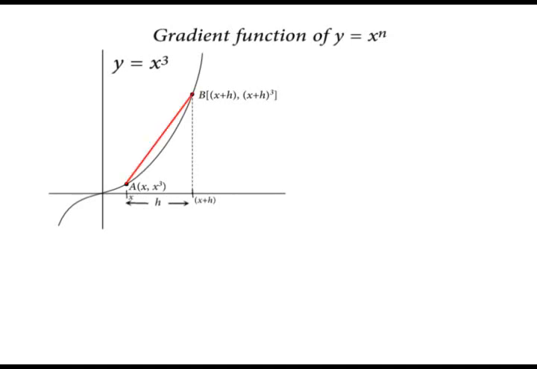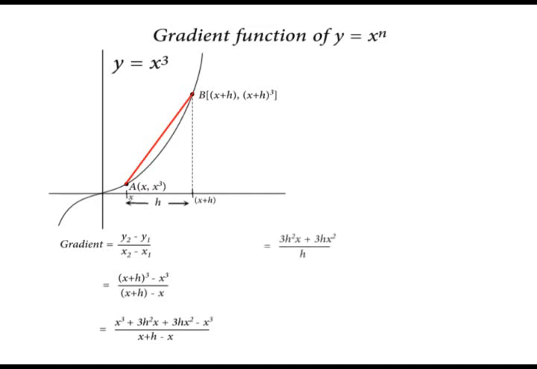We join A to B and find the gradient. Change in y over change in x, that is y2 minus y1 over x2 minus x1. (x plus h) cubed minus x cubed over x plus h minus x. Expanding the numerator, we shall have x cubed plus 3h squared x plus 3hx squared plus h cubed minus x cubed, over x plus h minus x. x cubed subtracts x cubed to give us 0. In the denominator, x minus x is 0.